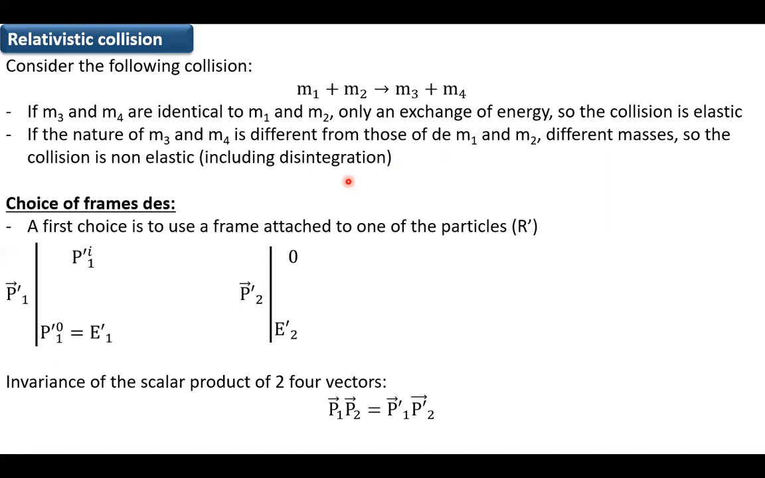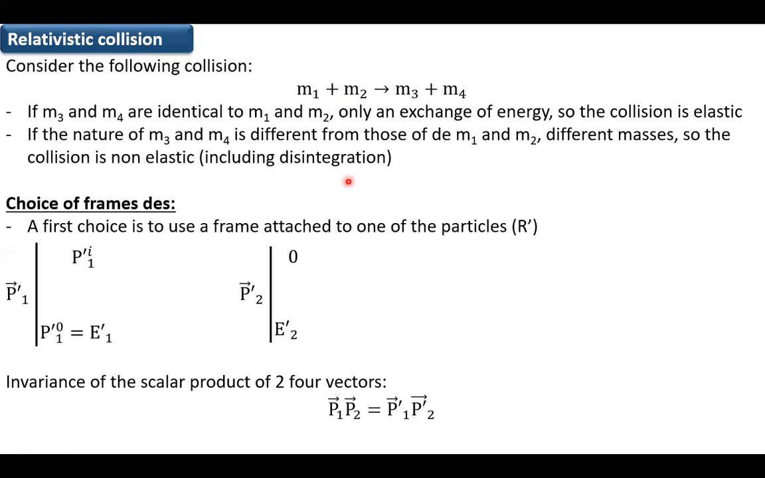A first and obvious choice is to choose a frame that is attached to one of the particles, which we call the frame R prime. So you have your frame R, the rest frame, the frame where you put your detectors at rest. Of course, these particles are not observed by the naked eye. You need detectors. So the observer here is the detector. Your lab frame is the rest frame where you are putting your detectors.